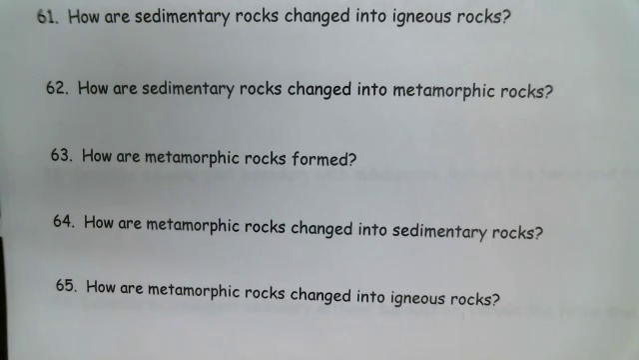Number 64. How are metamorphic rocks changed into sedimentary rocks? 2 steps. The first step is broken down into sediments. That's done by the process of weathering, which could be done by wind and water and ice and blowing sand and bouncing rocks and all sorts of different things. But you just write down broken down into sediments. The second step is that the sediments are compacted and cemented.